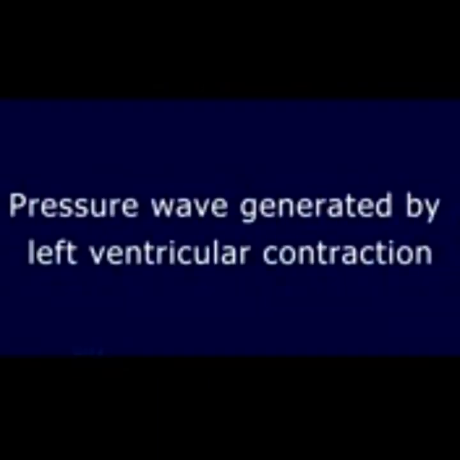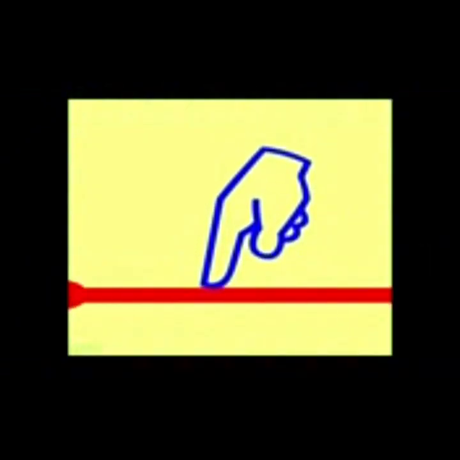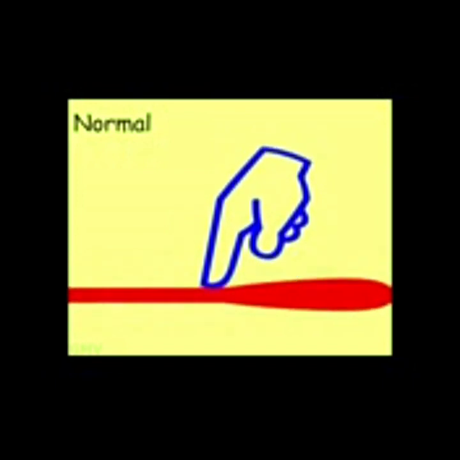Pressure wave generated by the left ventricular contraction, which rapidly moves along the arterial tree, distending their walls and creating a palpable impulse. It is best felt in the carotid and radial arteries. This is normal pulse. Concentrate only on the upward movement of the finger and note the amplitude of the normal percussion wave.